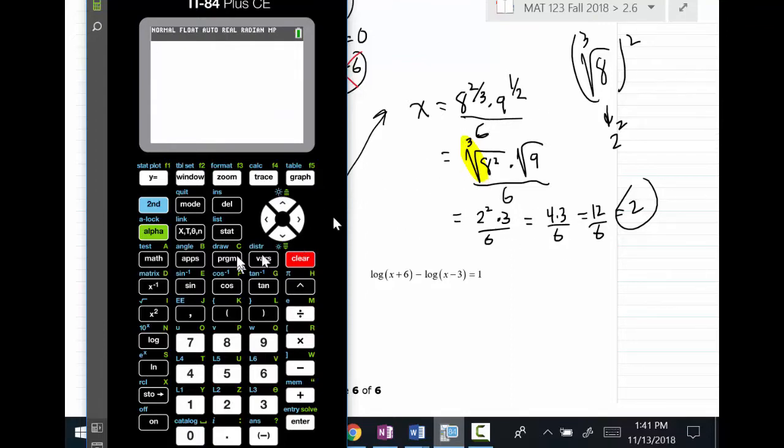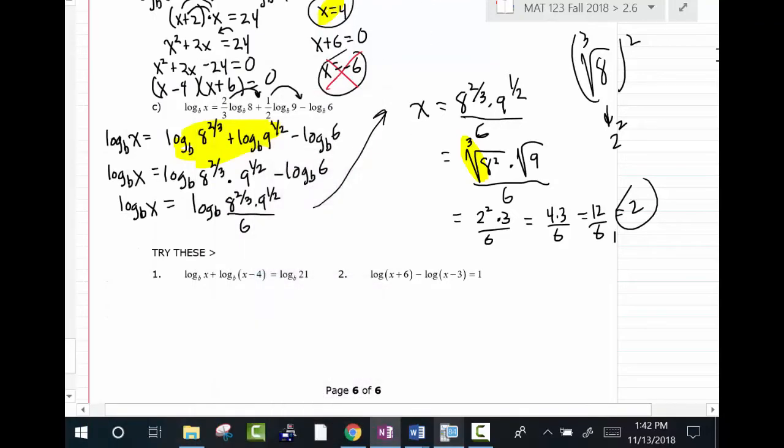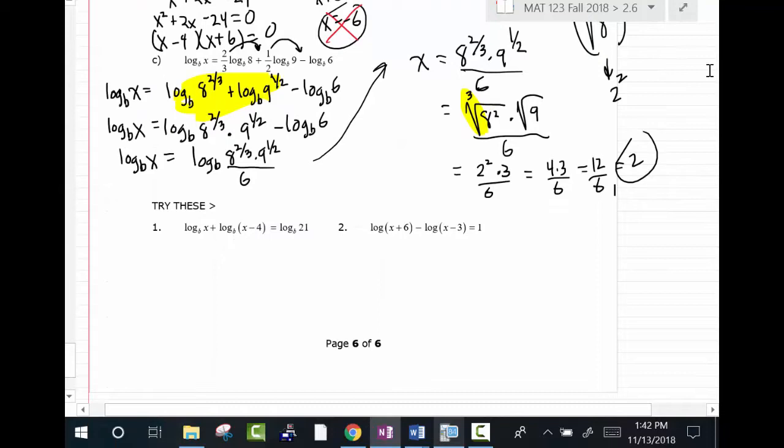So what she's saying, yeah, you can do this. You can go 8 raised to the 2/3, like that. Okay, that gave me the 4 that I had here. You can do that if you want to. Okay, so either way, I sure would like to be able to do it by hand. All right, try the next two, see what you get. See how far you go.